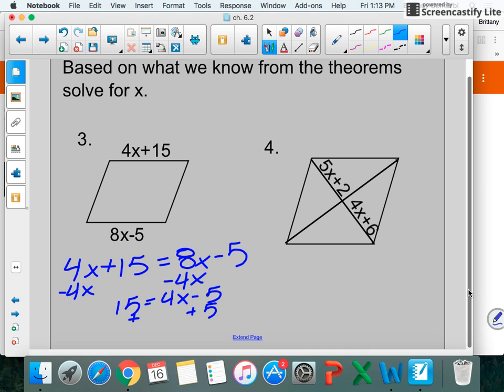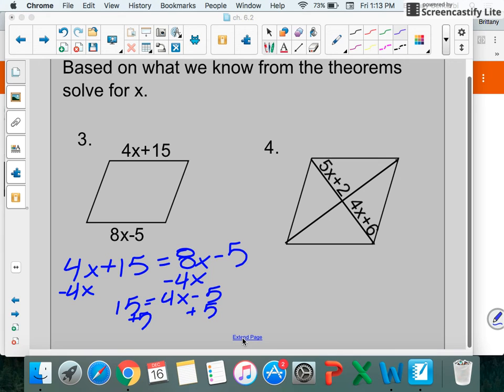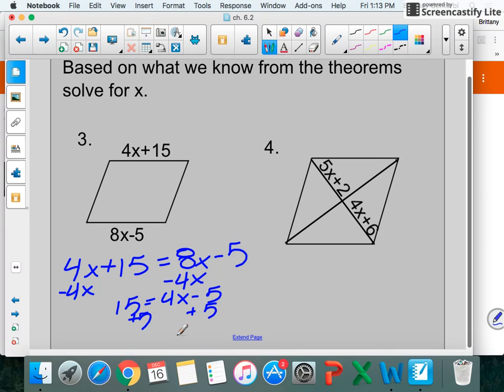I'm doing the inverse sign every time that I flip over the equal sign, and I get x equals 5. Now, if it asked me to find a side, I'd have to plug x back in, but it just wanted x.